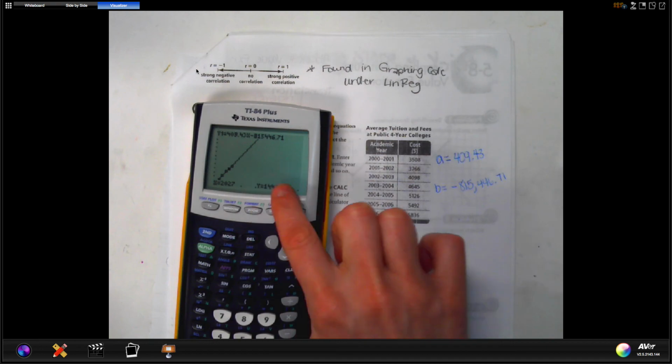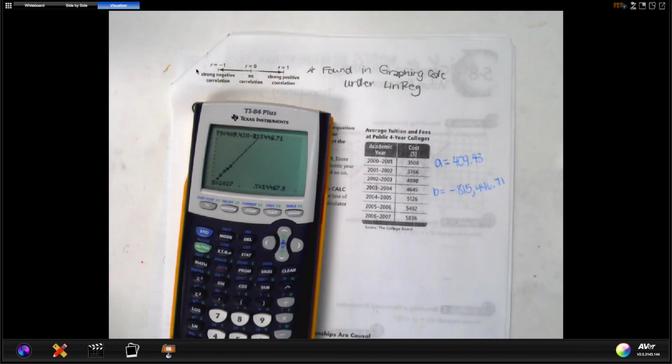So it is telling us that in the year 2027, if this trend continues according to that, your college tuition will be what? Too much. Yeah, too much. $14,467.90. Okay, so that's how you do it.